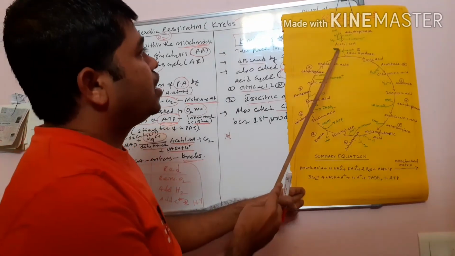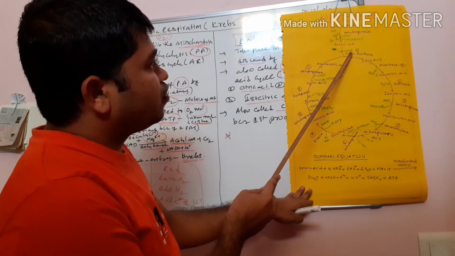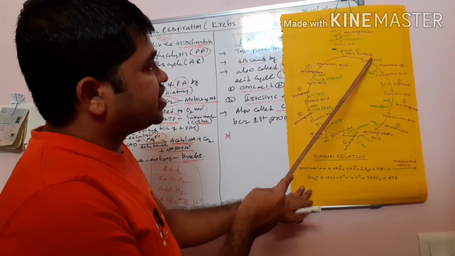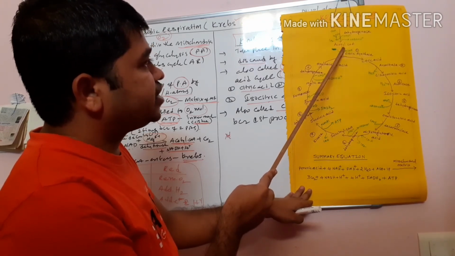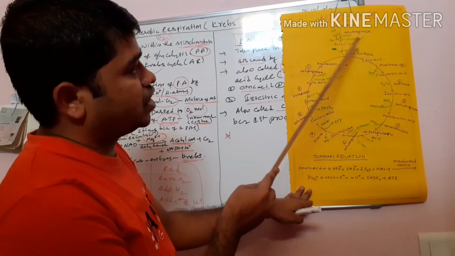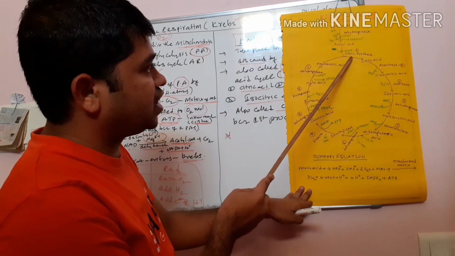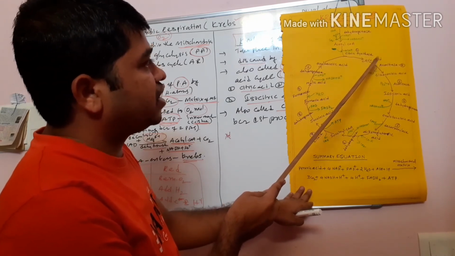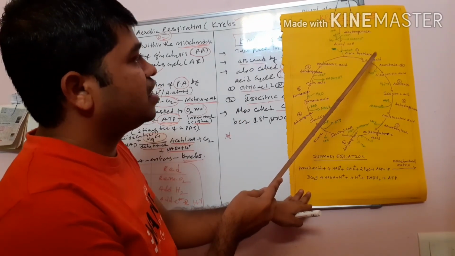Now acetyl coenzyme A enters into Krebs cycle. From acetyl coenzyme A, removal of coenzyme A takes place in the presence of citrate synthase, this enzyme. Acetyl coenzyme A is converted into citric acid in the presence of citrate synthase. That is why it is also called citric acid cycle. The first product is citric acid.